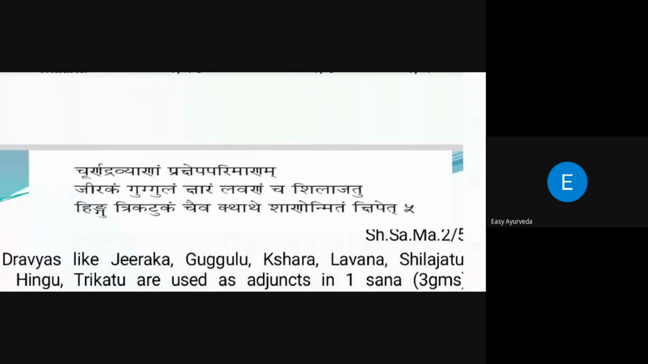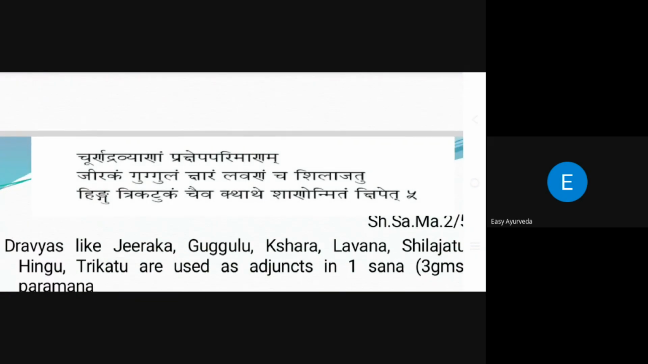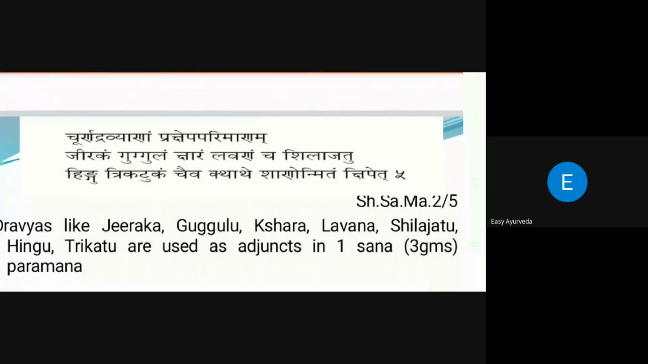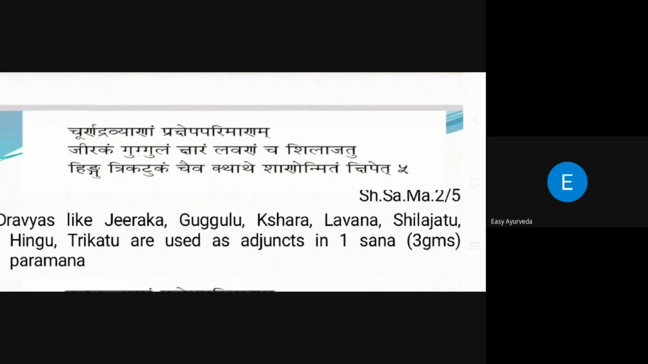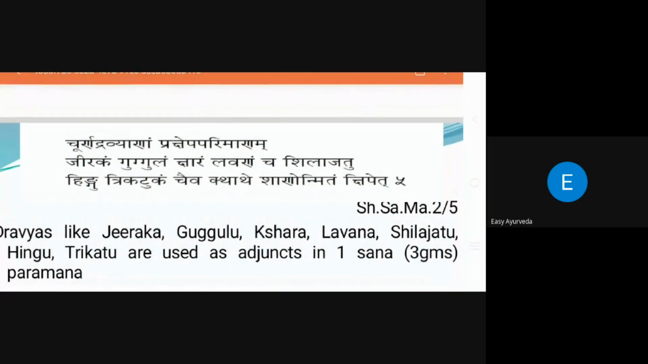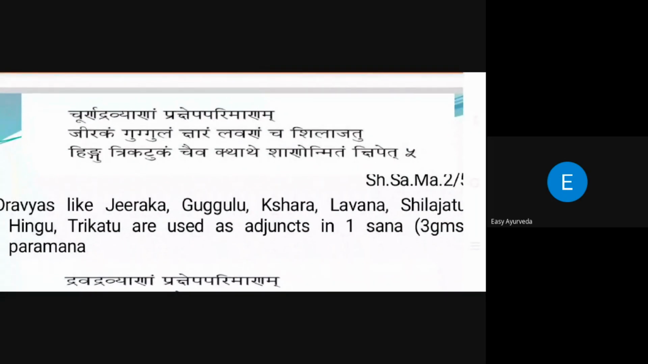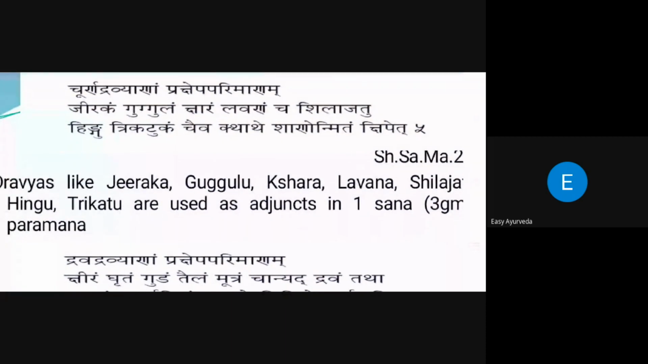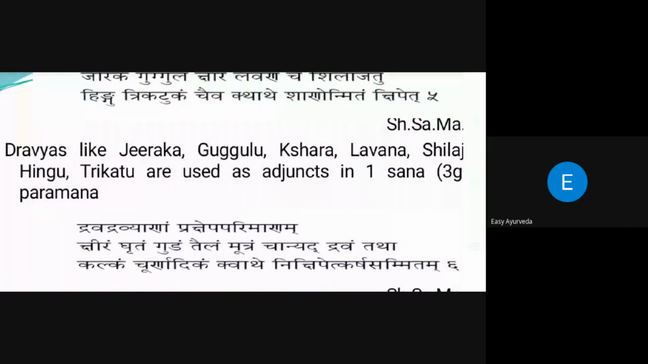Other than this, any powders can also be added. Specifically, as mentioned, these specific drugs are going to be used: Jiraka, Gugulu, Shara, Lavana, Shilajatu, Ingu, and Trikatu. In this context, these drugs should be used in one Shana Pramana. One Shana means approximately 3 grams in quantity, which should be added to the kashayas and administered according to the condition of the patient and the disease for which it is suitable. According to that, we have to select the Prakshepa and administer it.